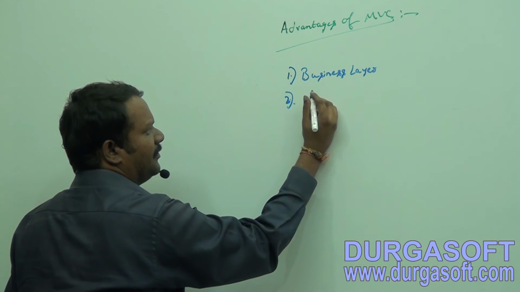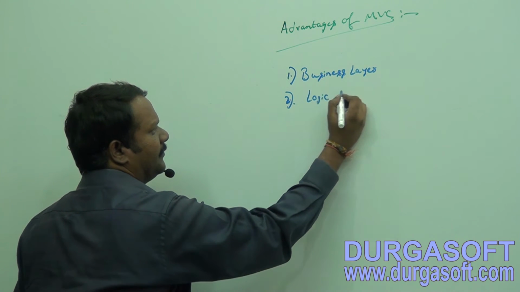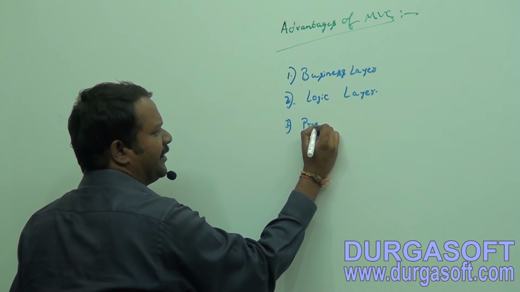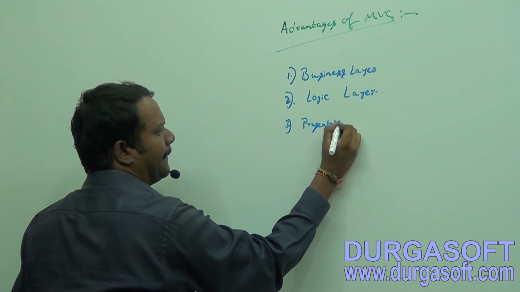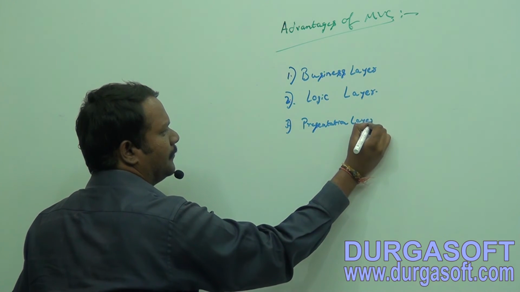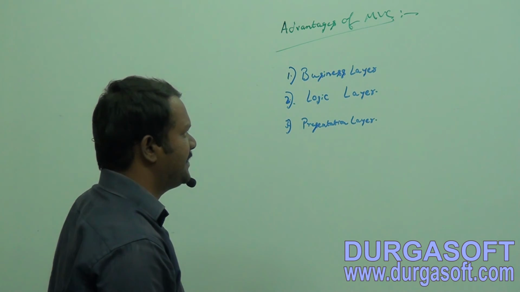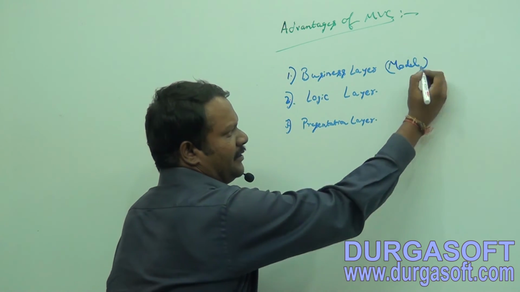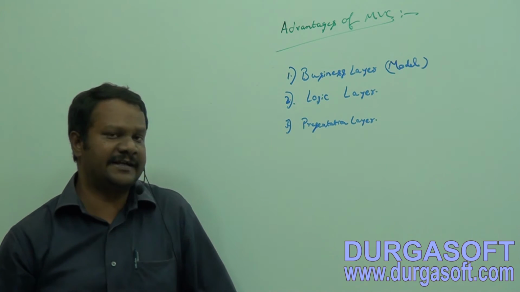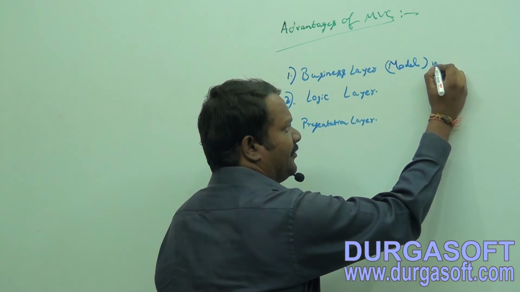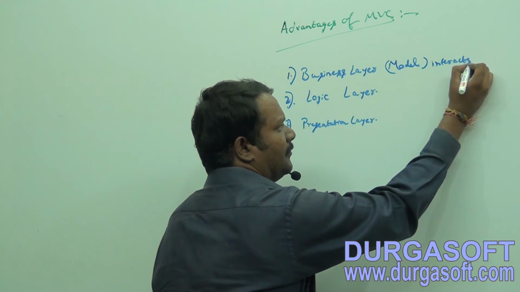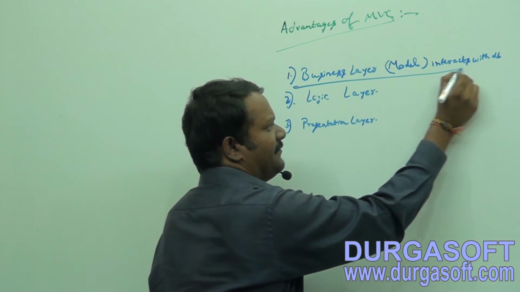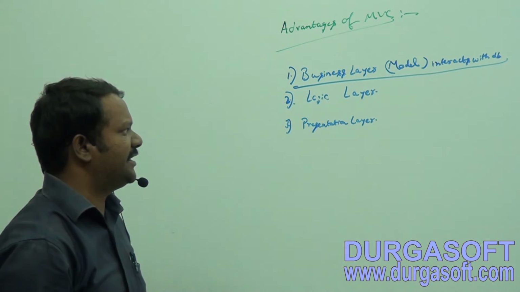Second one is logic layer, and your presentation layer. Business layer is nothing but the model in MVC. Model means it interacts with the database and gets all the data. This is the main advantage of MVC.